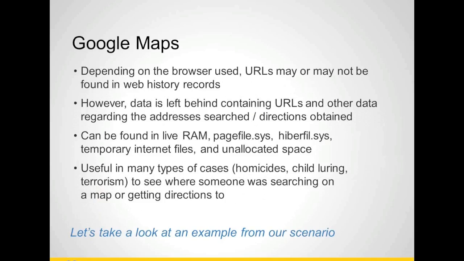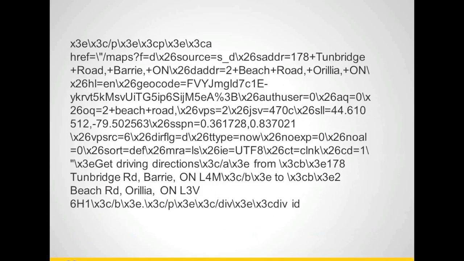So we'll take a look at the example from our scenario and go through some of this data. This is a fragment of data that's left behind after the victim got directions to the meeting location. Going through here, we've got this field here, the starting address or source address, and this is her. We're going to assume this is her home address here, and then we've got the destination address, and this is the meetup location that was given to her by the suspect.